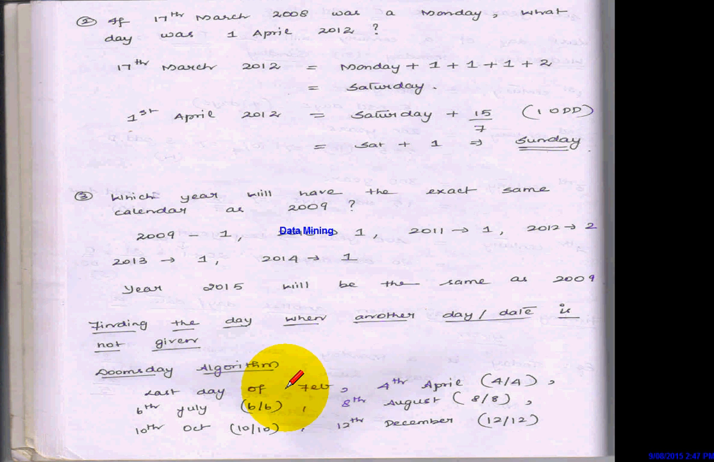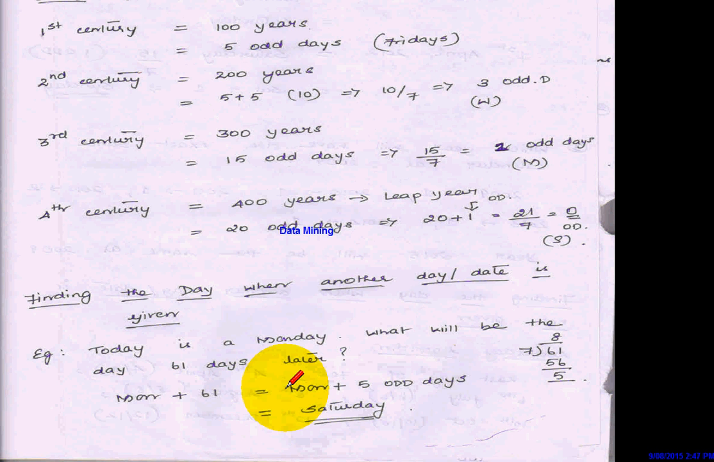Okay, so when another day or date is not given. Before that, let me look into a simple problem. First example. Today is a Monday. What will be the day 61 days later? That is Monday plus 61. So take that Monday as it is, and 61 days are there.